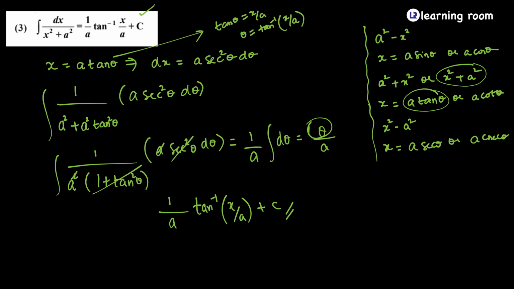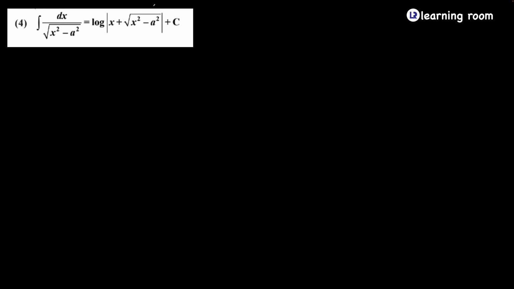Fourth case will be the replica of them, except the fact that there will be a square root. Again, the same order will go. X square minus a square, a square minus x square, and x square plus a square. So you need to remember the formula very clearly. When there is no square root, then it is 1 by 2a into log of x minus a by x plus a.